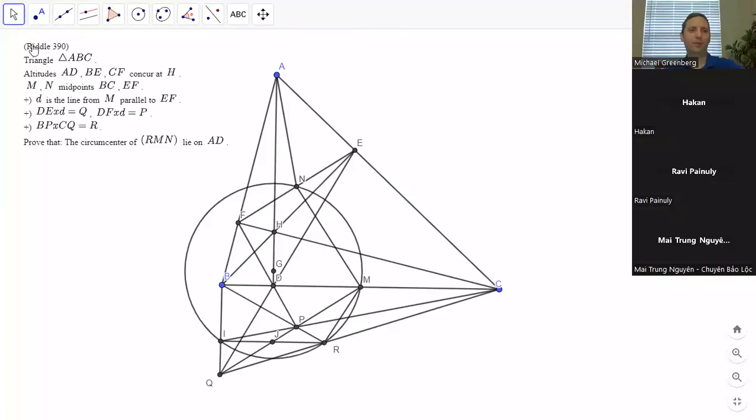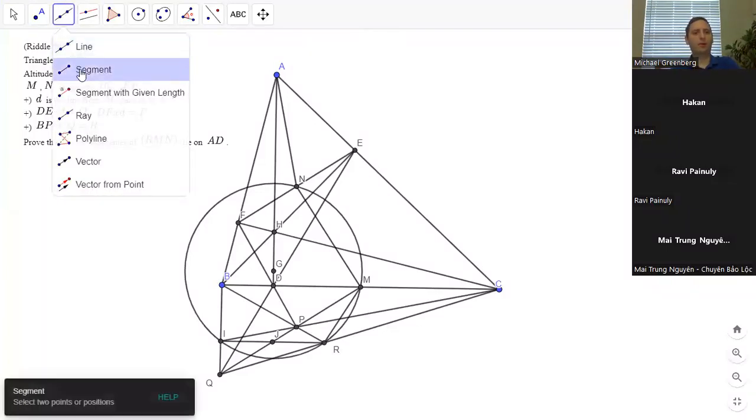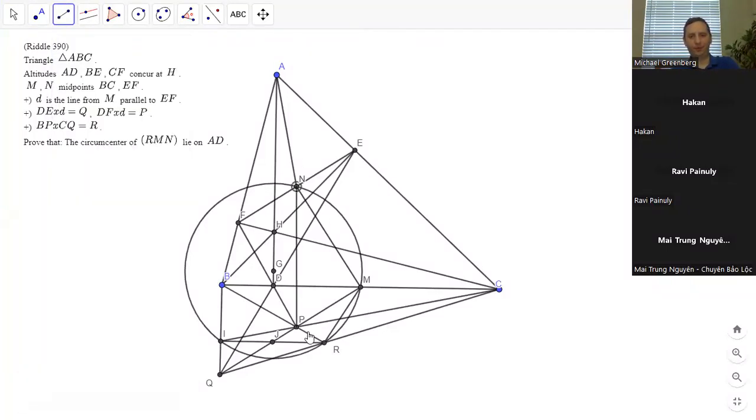So first, I wonder if we could show that R lies on the symmedian. So AN is a symmedian. And yeah, I don't know how to prove that R lies on it, but it looks like it from the diagram.